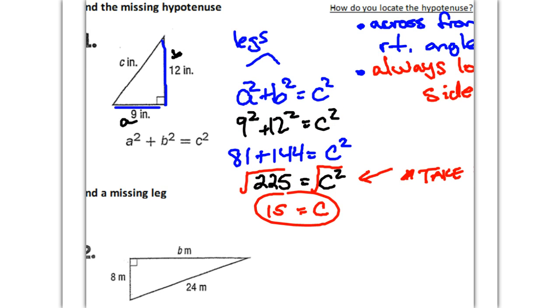Now you just want to double check. If we put this back up in the triangle and say that that's 15, we want to visually double check to make sure that that is the longest side of our right triangle. So 9, 12, and 15 is our longest side. So we're good.